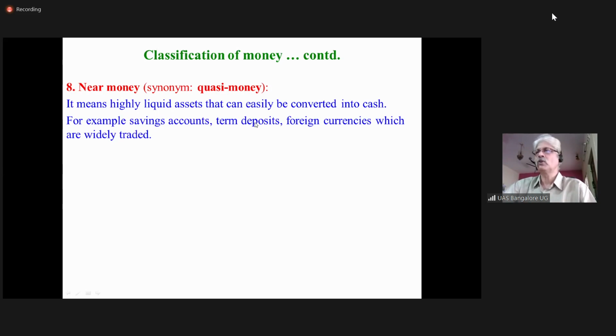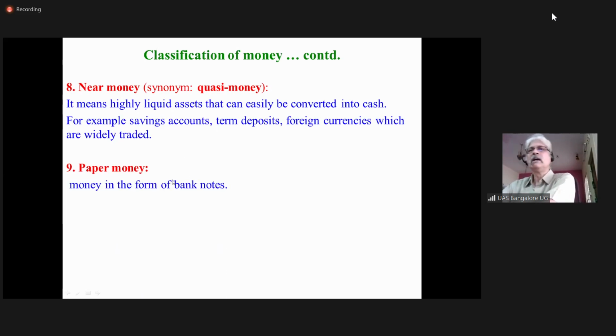Similarly, term deposits and foreign currency. Many times your relatives or friends go to other countries, and when they return, they will have the currency notes of those countries. They can be easily converted to your currency. Foreign currencies which are widely traded.